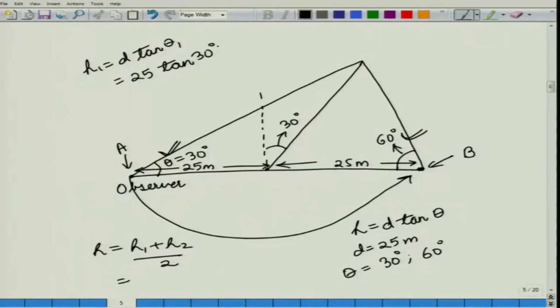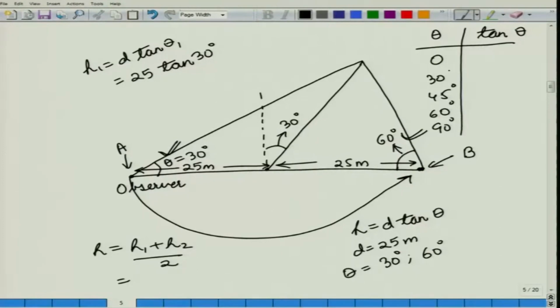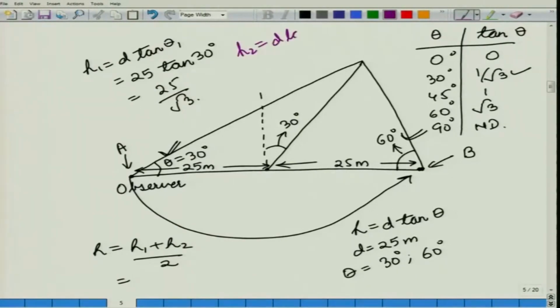Now, if we know the relation between theta and tan theta, for 0, 30, 45, 60 and 90 degrees, it comes to 0, 1 by root 3, 1, root 3 and not defined. So, these are the relations between theta and tan theta. So, 25 tan 30 degrees will be equal to 25 upon root 3. So, that is h1.